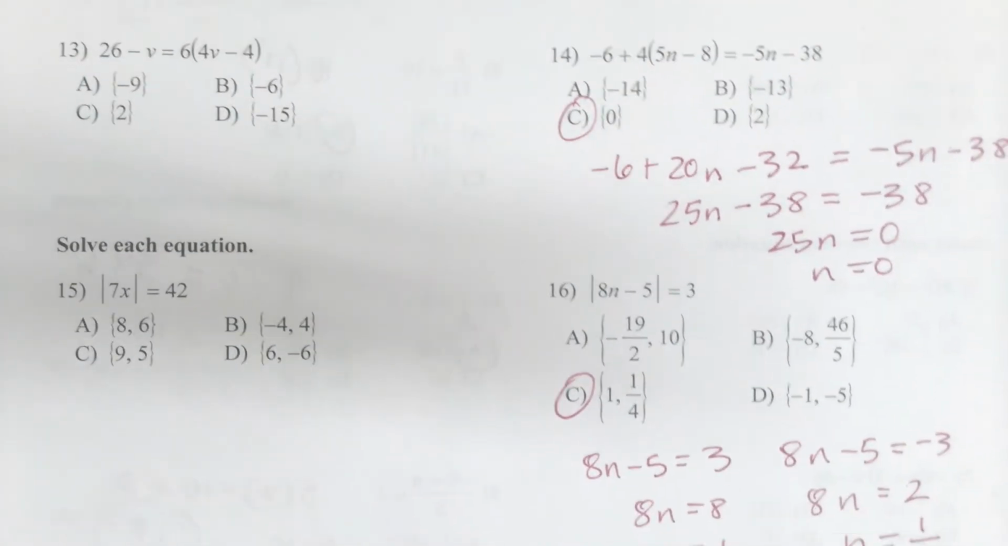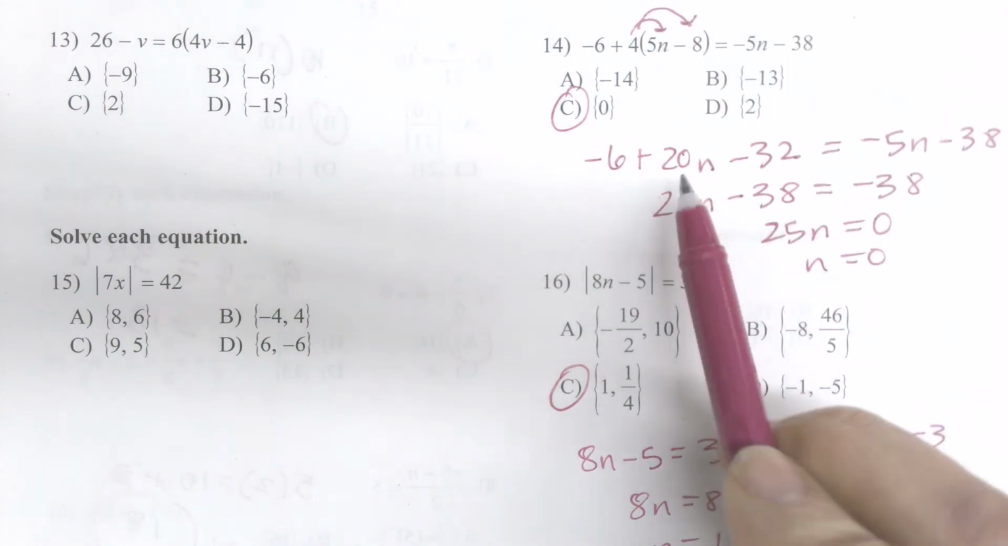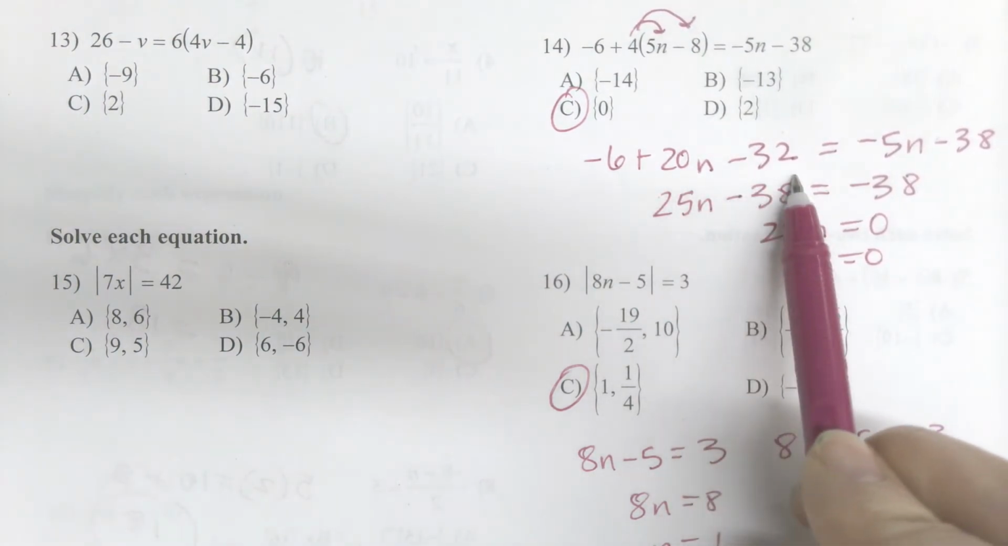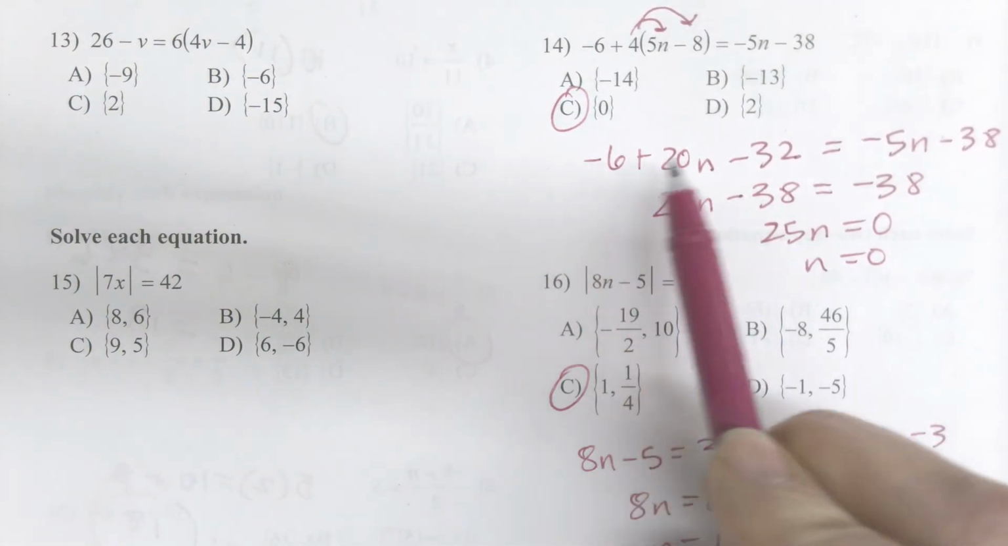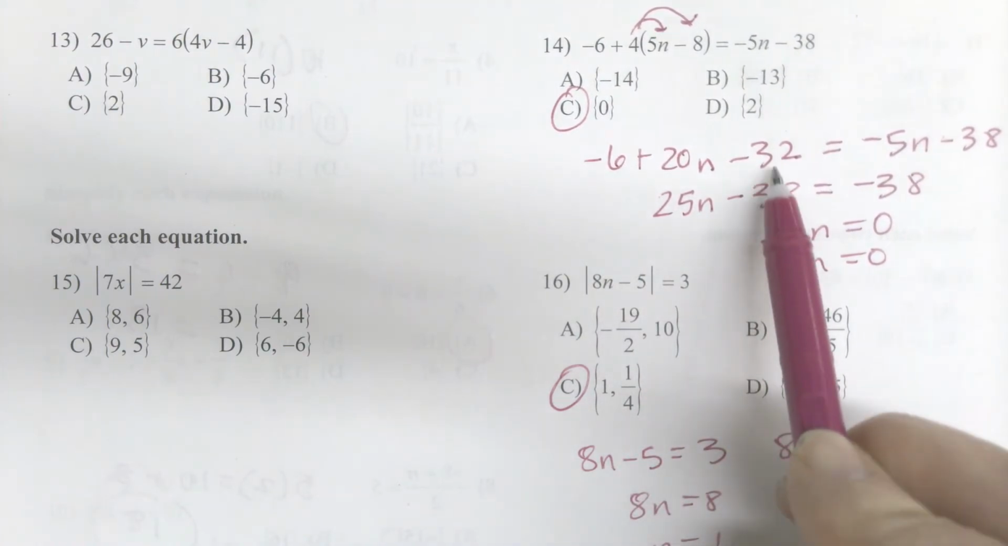But again, when you have the more complicated ones, always distribute first. So that's what I did here, distributed first. I combined like terms, -6 plus -32.